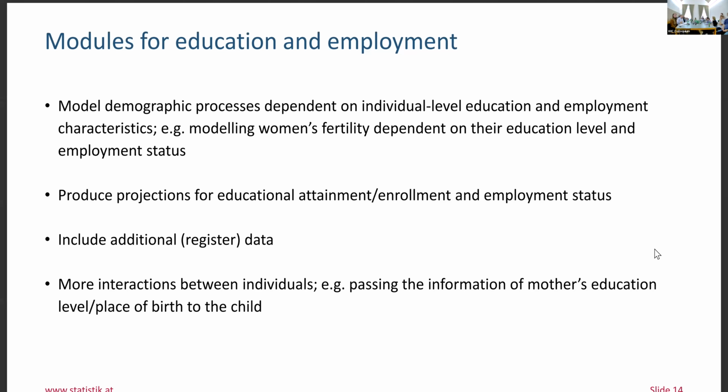So for example, the mother could give the child the information about which level of education she has. This would be crucial information for the kid's life path. Also, the mother's place of birth would be very crucial information for the path of the kid. These are things that we plan to introduce once we have the education module implemented.